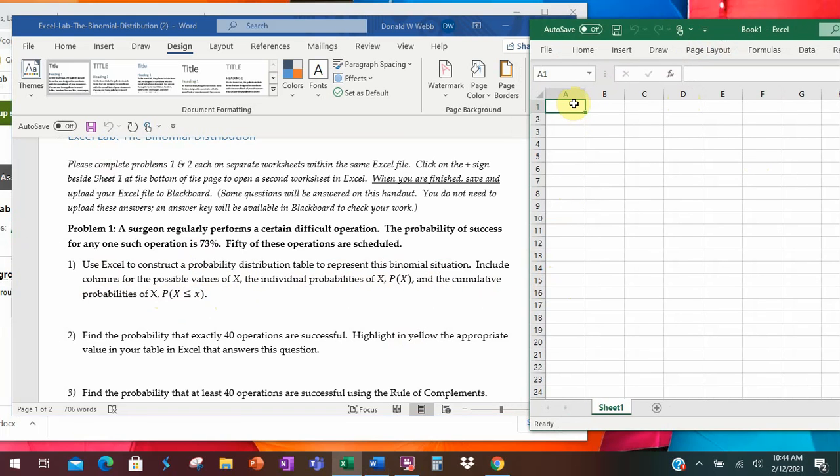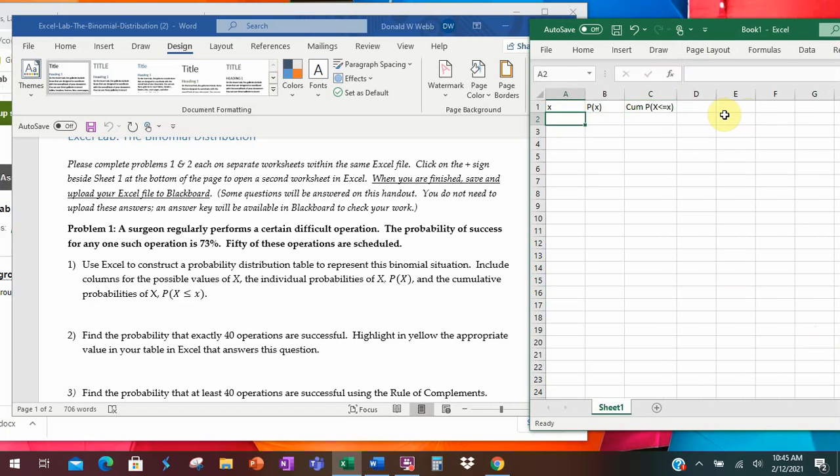So I'm going to go up here and make a header: there's my x. Here's the probability of that particular outcome. And then here's my cumulative. The cumulative P is going to look like big X less than or equal to whatever that value is. Okay, so that's what they're using in here. Let me go back over, click on this, and we'll fill this in a minute.